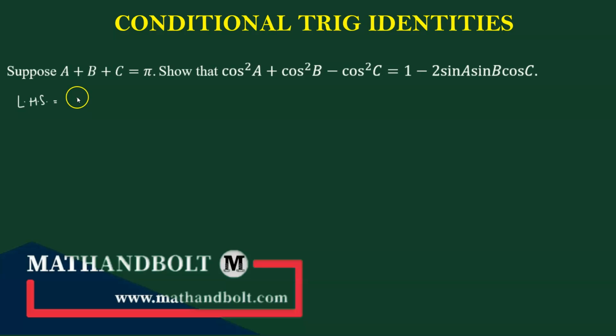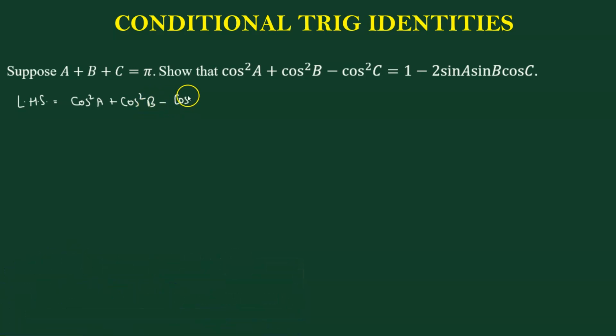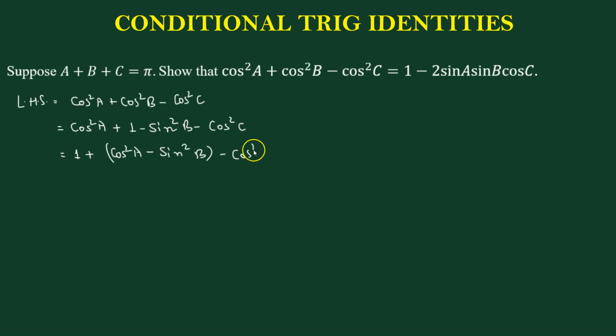On the left hand side, we have cosine squared a added to cosine squared b minus cosine squared c. We're going to keep the first term and the third term intact, but we're going to change the second term, cosine squared b, to 1 minus sine squared b. Now we rearrange the terms to get 1 added to cosine squared a minus sine squared b, and the last term, negative cosine squared c.